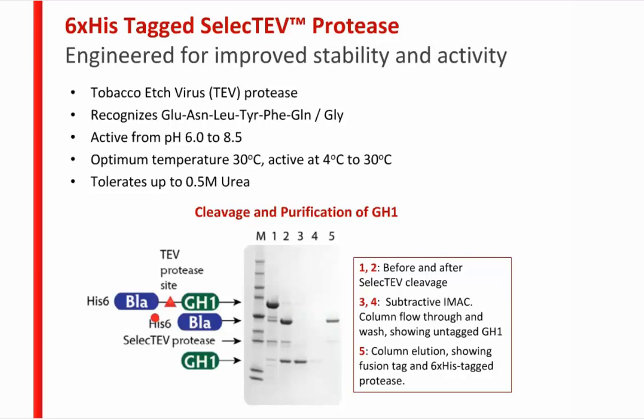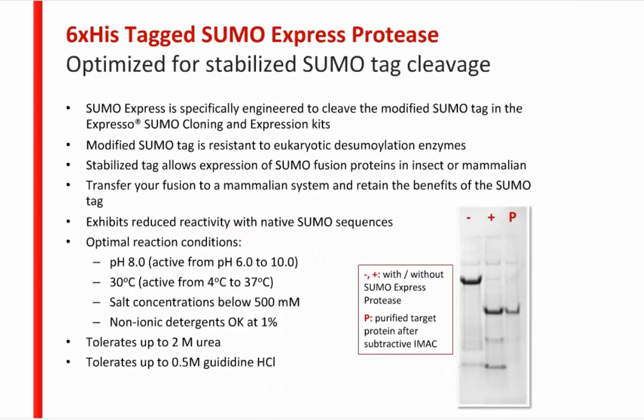Our 6-his tagged Sumo Express protease is optimized to cleave a stabilized sumo tag, not the normal wild type sumo tag. This is a specifically engineered tag and a specifically engineered enzyme for cleavage of that tag. The cool thing is that the sumo tag itself is resistant to eukaryotic desumoylation enzymes, which allows you to clone this construct into a mammalian expression vector and express the protein as a sumo fusion protein in insect or mammalian cells.